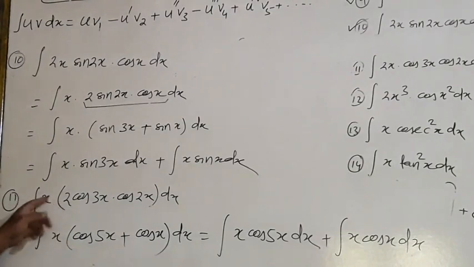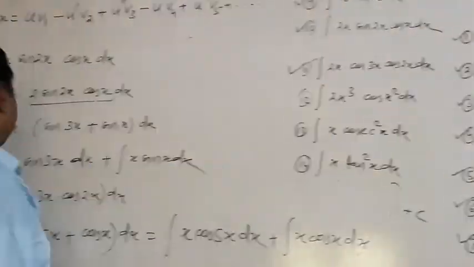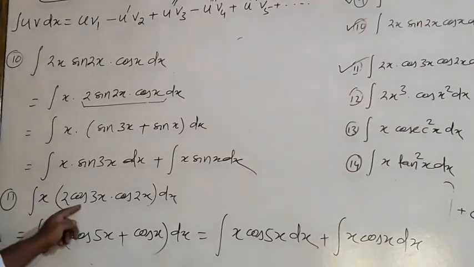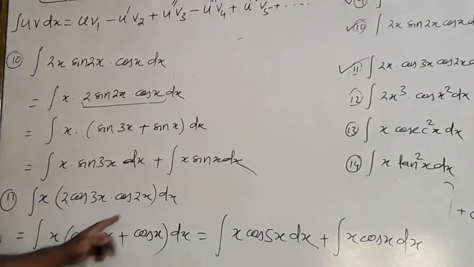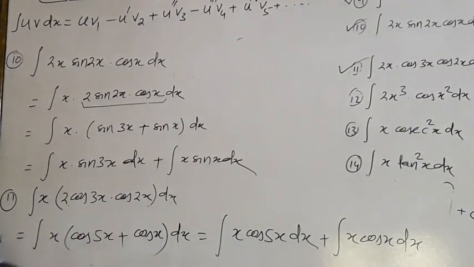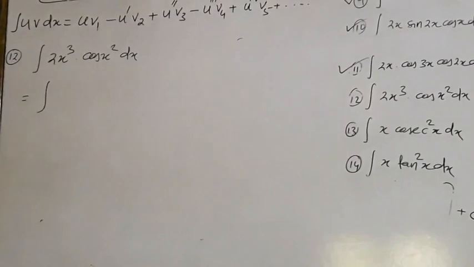Now look here at number 11. Keep x here and taking 2 inside, it becomes 2 cos 3x cos 2x. 2 cos a cos b is cos (a plus b) plus cos (a minus b). It is x cos 5x, x cos x, and you can do this problem as the previous problem.